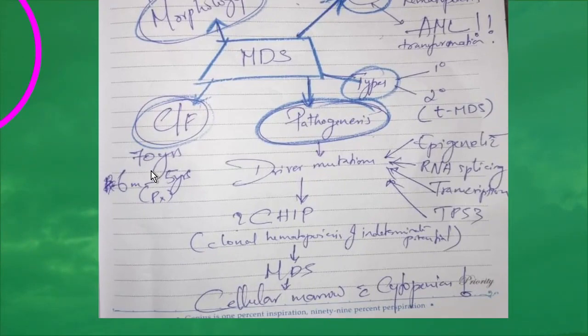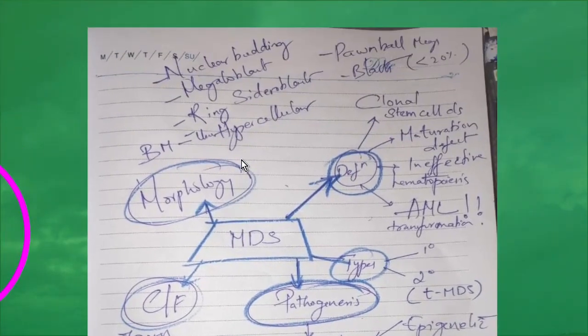MDS usually occurs in older individuals, and prognosis is intermediate. Around 5 years of lifespan can be expected without intervention. But anyway, intervention is also difficult. There are no useful drugs as such. Maybe hematopoietic stem cell transplantation can be thought of, but it depends on the patient's health and age and all.